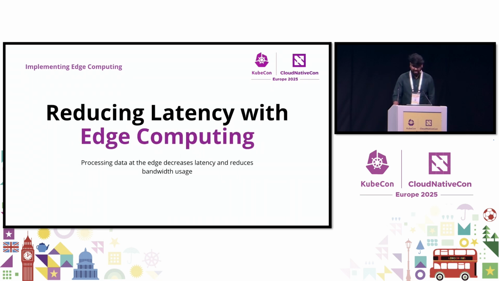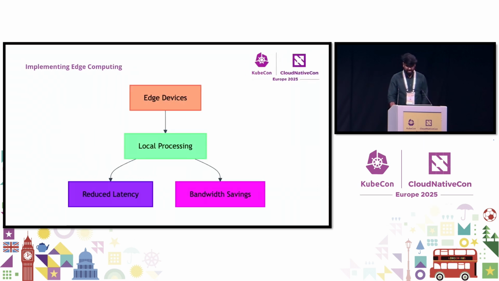Next, reducing latency with edge computing. Edge computing reduces latency and reduces bandwidth usage. Edge computing involves processing data closer to the source, which can significantly reduce latency and decrease bandwidth. By integrating edge capabilities, Kubernetes organizations can enhance performance and address the source of data gravity.